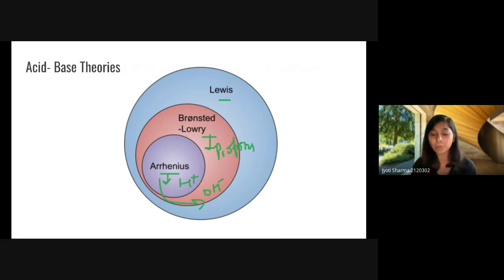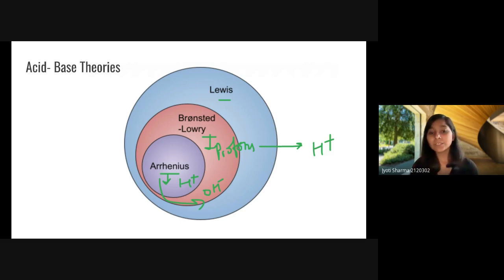If any compound is the proton donor, that means it is acidic in nature. And if any compound is accepting that proton, that would be basic in nature. And you know that this proton is again the H plus ion, right? In very basic language, you can say the proton is nothing but the H plus ion.